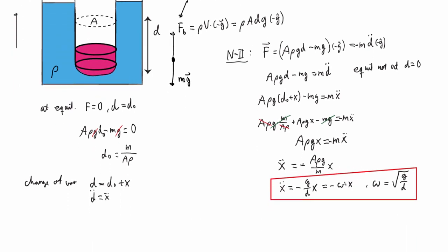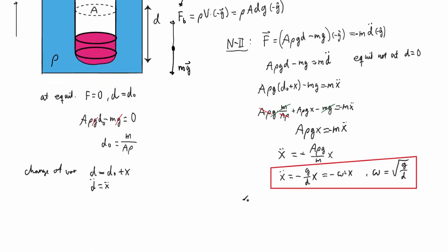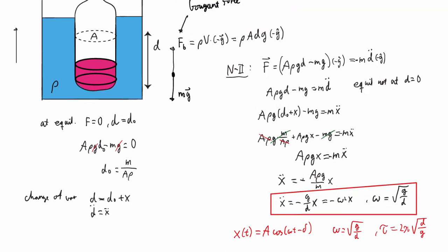And of course it has the usual solution. I have to scroll this off the screen here a little bit, the bottle, but hopefully you remember what it looked like. So we get the usual thing: x of t is equal to some amplitude times cosine of omega t minus delta. And omega is the square root of g over d. If you want to calculate the period, that's just 2 pi over omega. So that is 2 pi times the square root of d over g. So that is the solution to this problem.